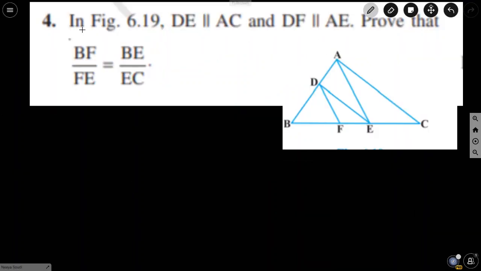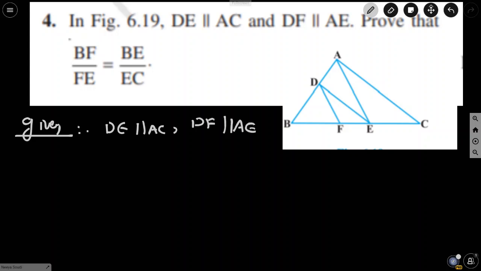This is the fourth question. In the figure, DE is parallel to AC and DF is parallel to AE, and you want to show this. So given, we can write DE parallel to AC and DF parallel to AE. To prove, or to show, it is BF by FE is equal to BE by EC.